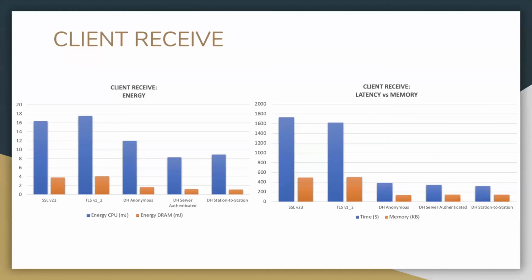For this slide, it's showing the statistics for client receive. So this is when the client was receiving the file that was being sent from the server. You can see from these graphs that the latency for SSL and TLS was actually significantly higher compared to the Diffie-Hellman protocols, which we think was due to SSL and TLS using a larger MAC code. So it uses GMAC with SHA-384, whereas Diffie-Hellman used a SHA-256 MAC. And then you can see for the energy, SSL and TLS actually use more CPU energy and slightly more DRAM energy as well.